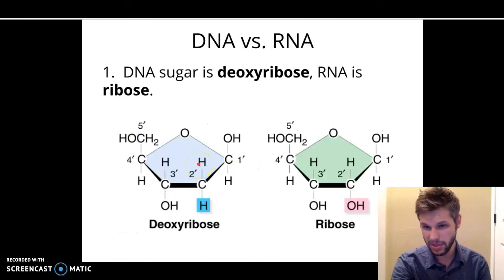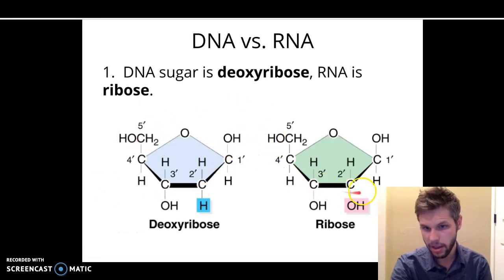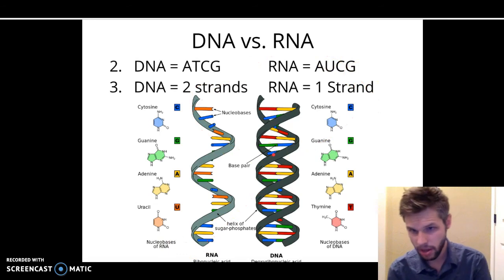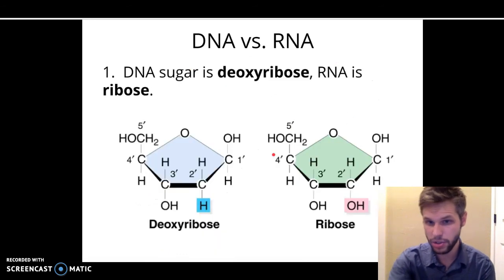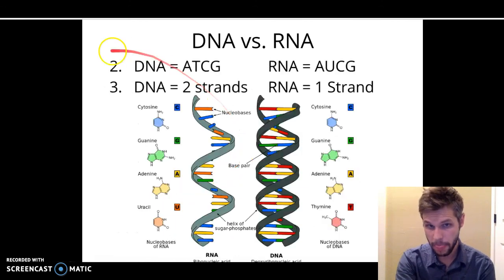Some differences between DNA and RNA that we need to take a look at. This is the pentose sugar that makes up a nucleotide. Notice attached to this 2' carbon, we've got a hydroxyl group. We've got a hydrogen group. Minus the oxygen, that's where it gets its name deoxyribose from. DNA versus RNA and some of the differences between these, other than that sugar that I just showed you here, and that there's an oxygen missing in the 2' spot for deoxyribose.